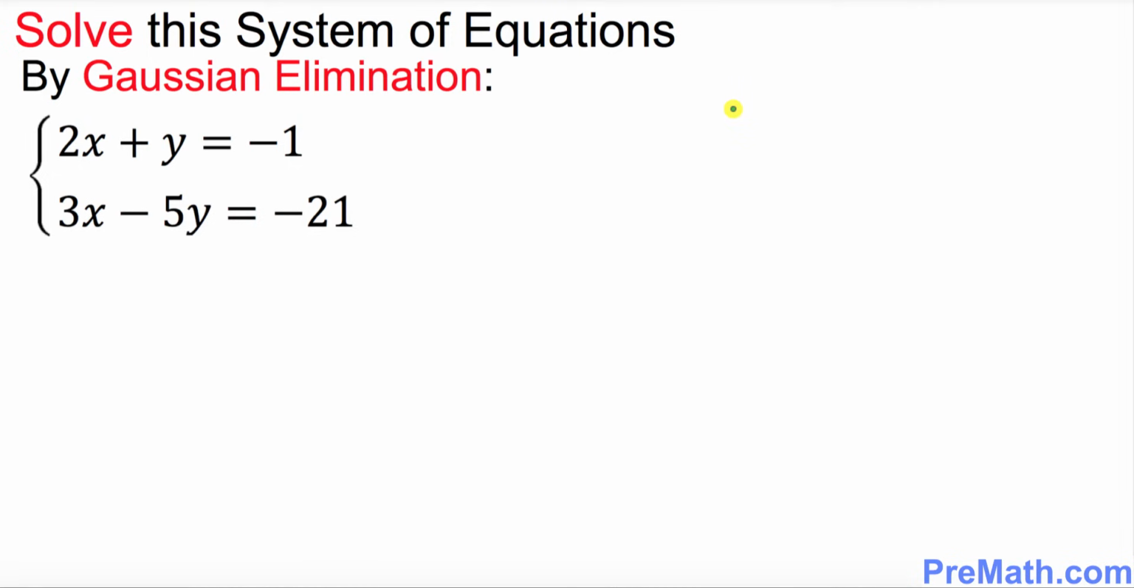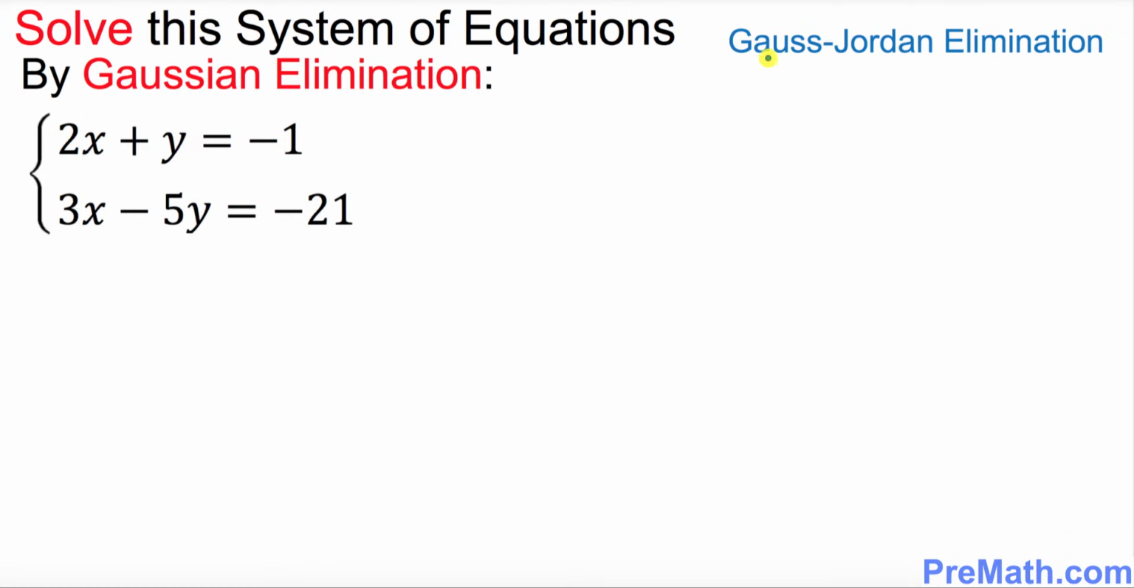Hello again everyone. In this video tutorial we are going to solve this given system of two equations with two variables by Gaussian elimination method. This method is also called Gauss-Jordan Elimination method. So let's go ahead and get started with this method.